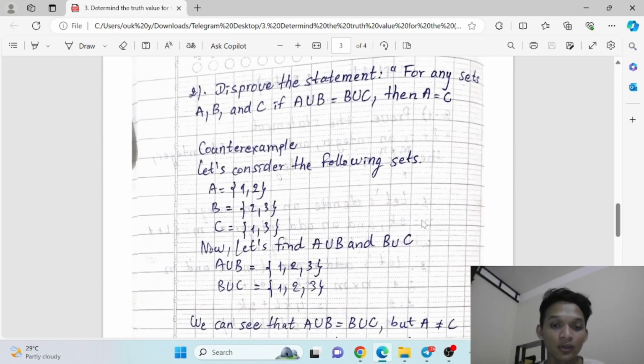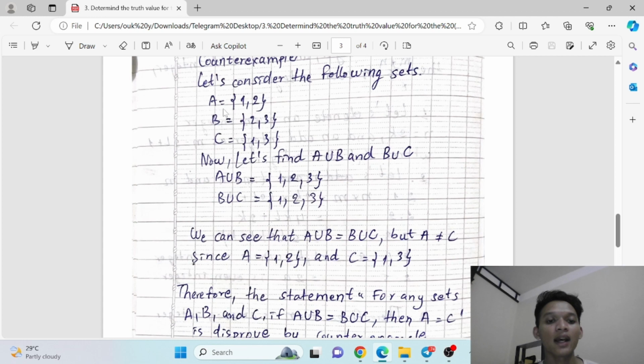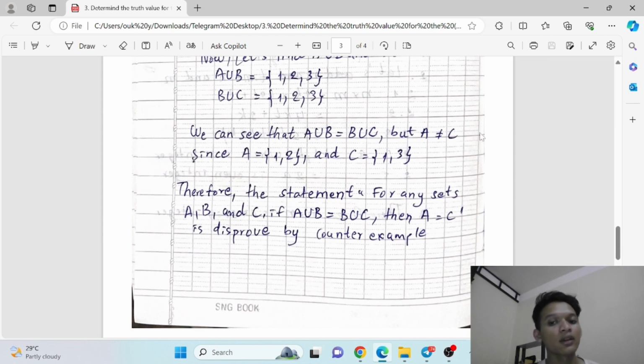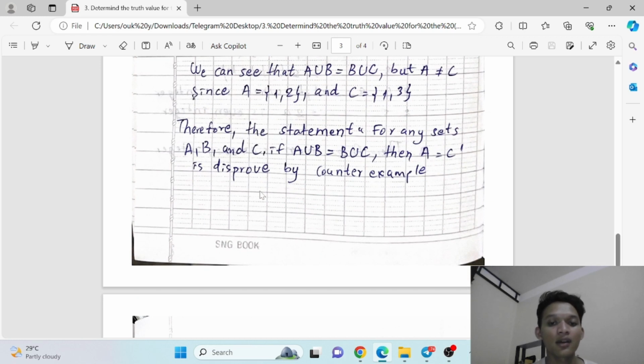For number 2, I choose to disprove the statement: for any sets A, B, and C, if A union B equals B union C, then A equals C. Counterexample: let's consider the following sets. A equal to {1, 2}, B equal to {2, 3}, and C equal to {1, 2, 3}. Now let's find A union B and B union C. So we have A union B as {1, 2, 3} and B union C as {1, 2, 3}. But A is different from C, so the statement is disproved by counterexample.